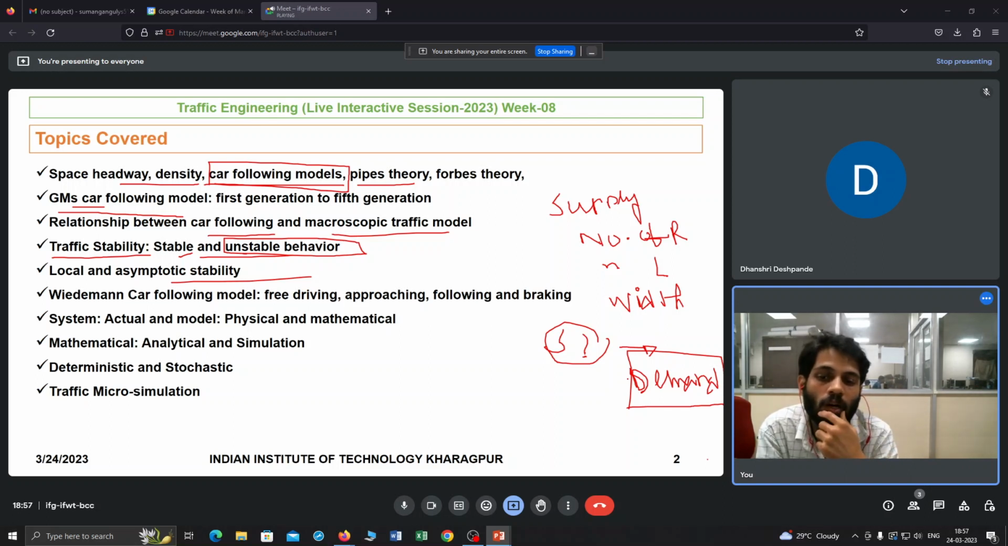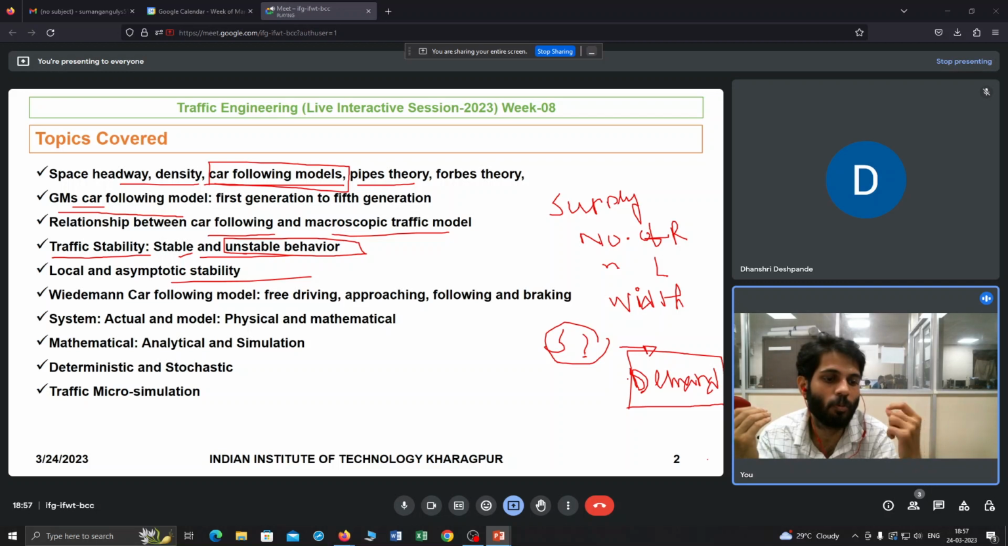Now you can say that there could be many factors, so how can we measure the values? Suppose what is the reaction time, how can we measure it? Okay, that's a real problem. Not everything can be measured because it's a microscopic thing. So for that you have to calibrate. You have to tune up your parameters in such a way that your field observed MOE, measure of effectiveness, matches. Measure of effectiveness means suppose your flow, your 5000 flow should pass.